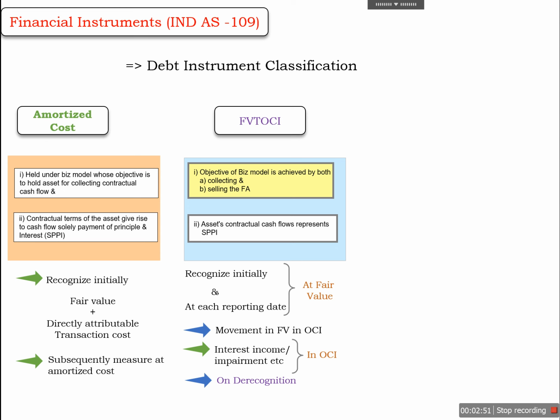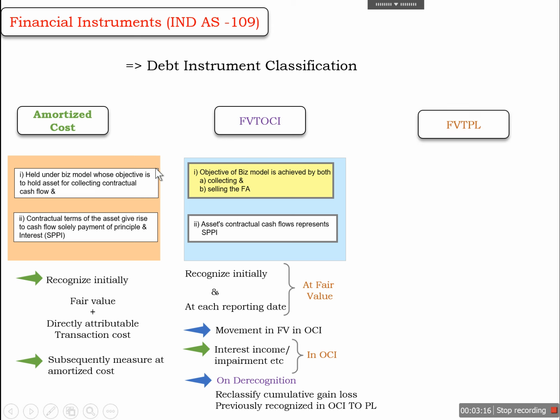At the time of derecognition, whatever we have accumulated in OCI because of the movement in fair value, interest income, or impairment, etc., we need to reclassify the cumulative gain or loss previously recognized in OCI to the profit and loss account. So at derecognition, whatever we have recognized in OCI, we need to reclassify it to P&L.